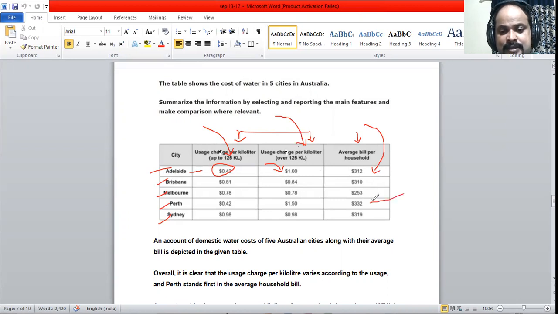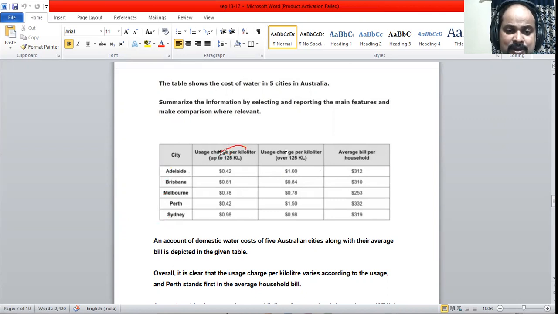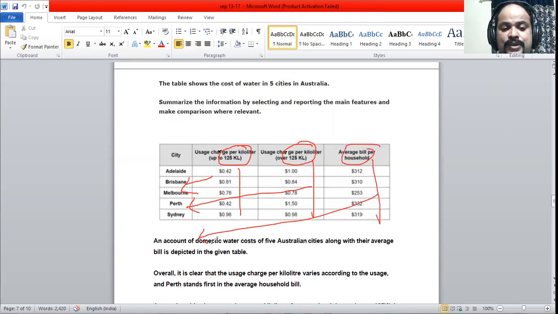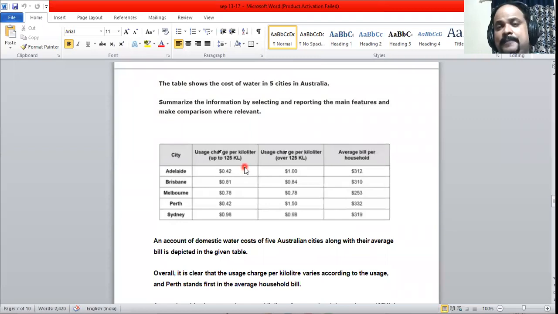This is the highest, that is in Perth. This is the lowest, that is in Melbourne. You can see this data. So when you are using up to 125 kiloliters, these are the charges in these 5 cities. If you are using over 125 kiloliters, these are the charges in these 5 cities. And this is the average bill which reaches each household. And this is what we can see here in this particular table.